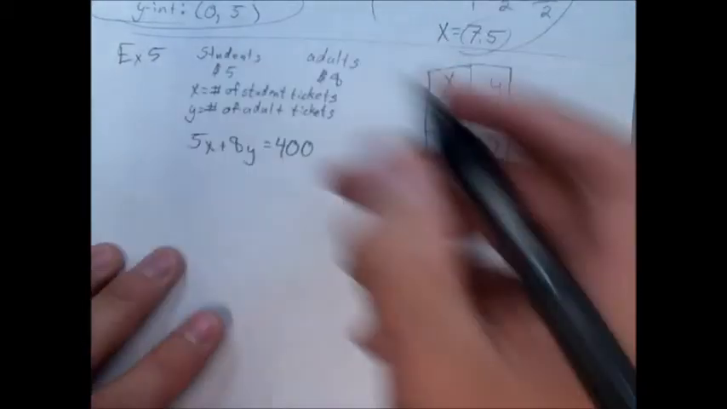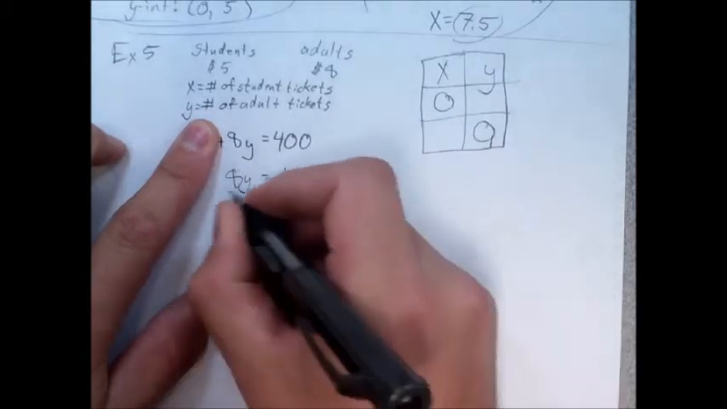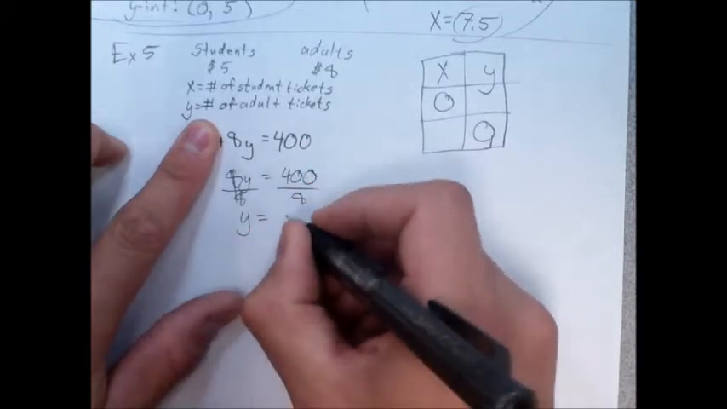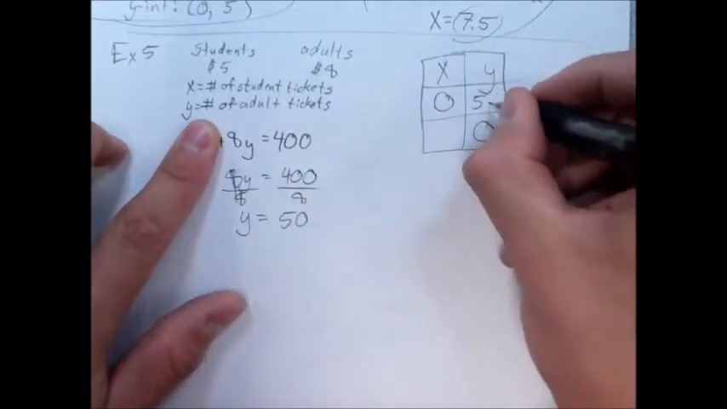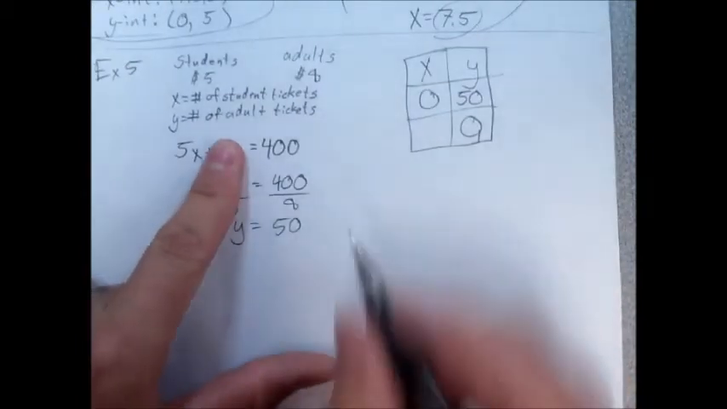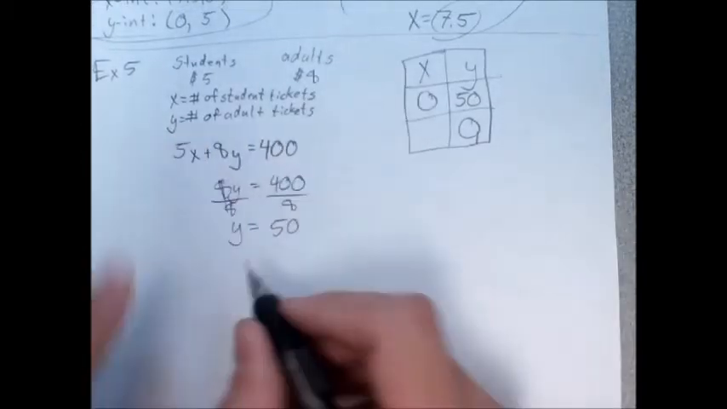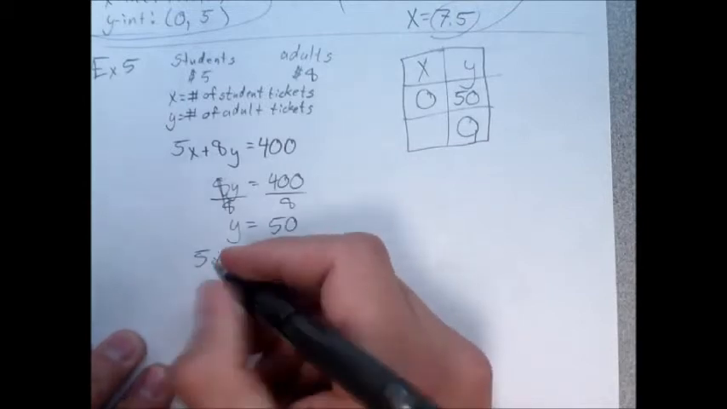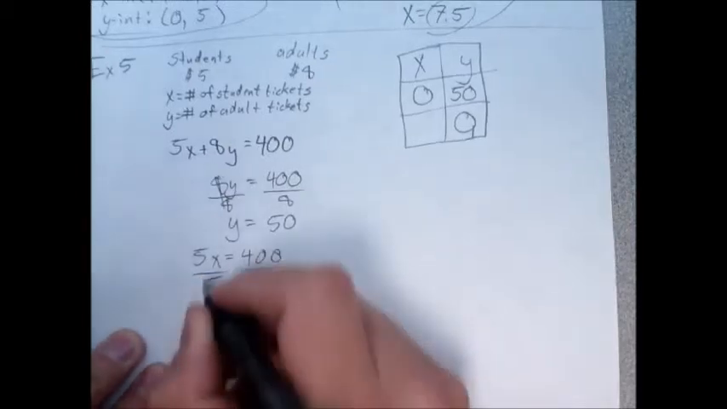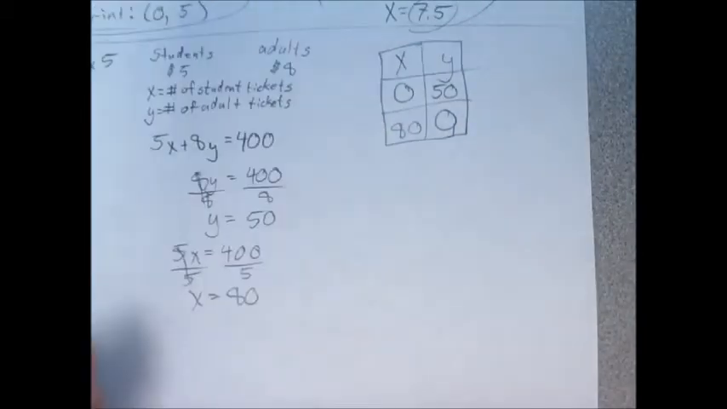So I'm going to let X be 0. If X is 0, all I'm left with is 8Y equals 400. I divide by 8. And I'm left with Y equaling 50. So I'm going to plug that in my chart, 50. Next, I'm going to let my y equal 0, and I'm left with just 5x equals 400, and solve, divide by 5 on each side, and x then will equal 80. So I'm plugging that in, 80. And it says explain what each of them mean.